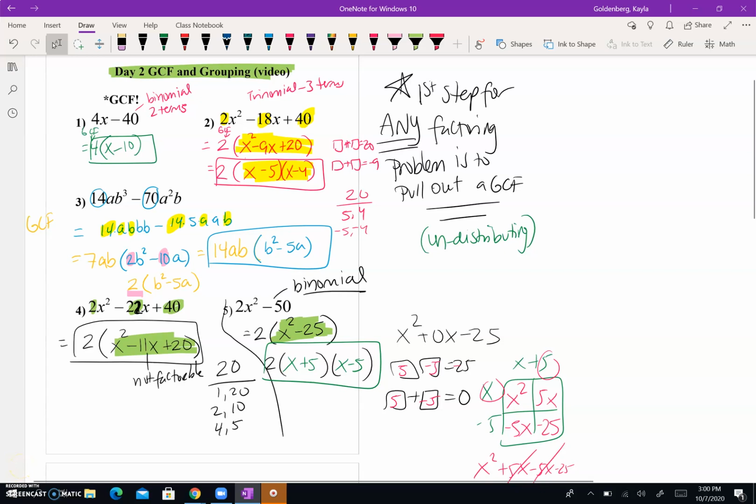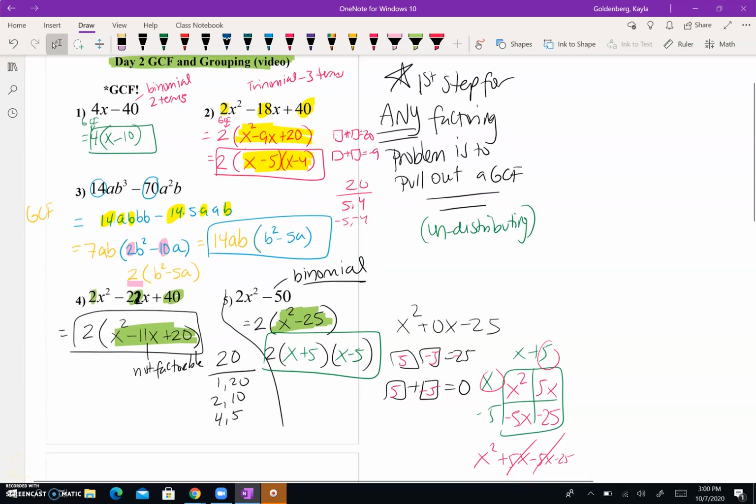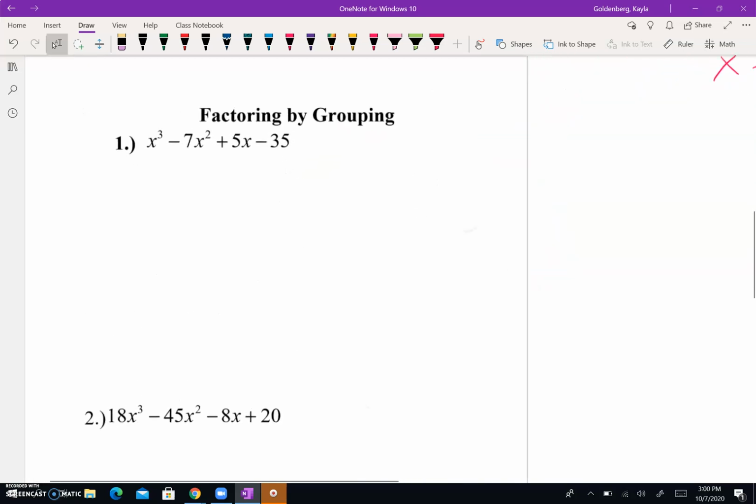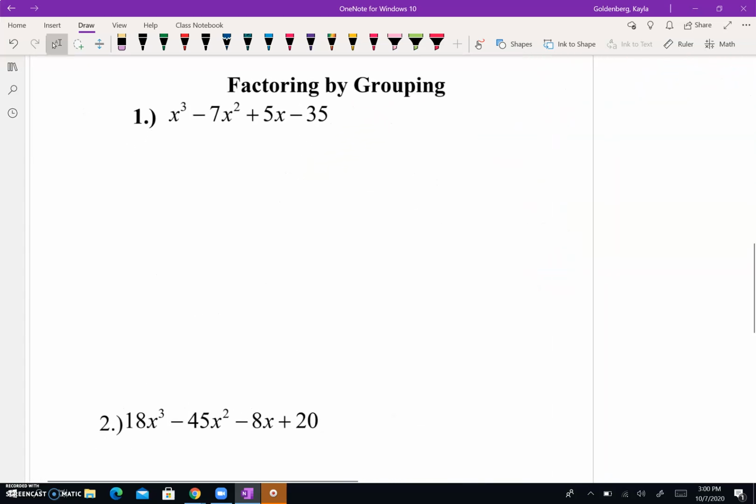Okay, welcome back to video 2. So in video 1 you saw GCF. We're going to look at two problems for a new type of factoring called factoring by grouping.